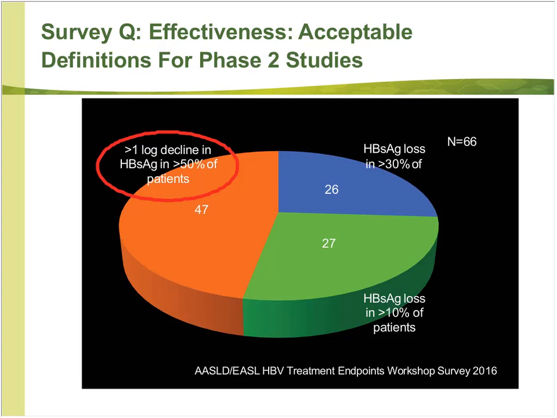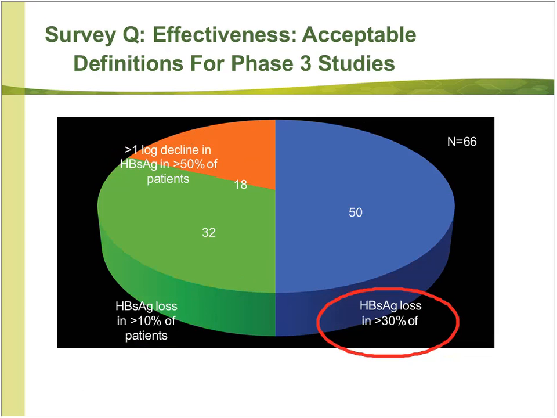Half the audience stated that they need to see a 1 log decline in more than 50% of patients during a phase 2 study to move that drug forward to, say, phase 3. Now, some of the participants wanted S loss also, but that's probably not really realistic in a phase 2 study, especially if you're looking at early data. It's going to be that S decline that's going to be so important. So every study that I know of is looking at quant S antigen levels at 1-month intervals during drug development. So this is really the standard for drug development today.